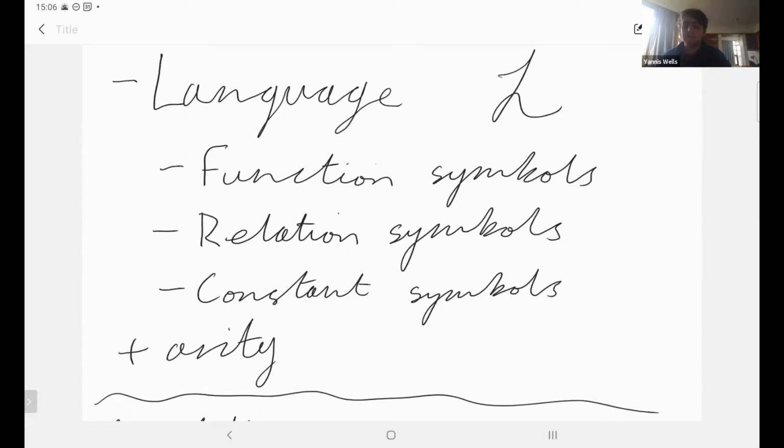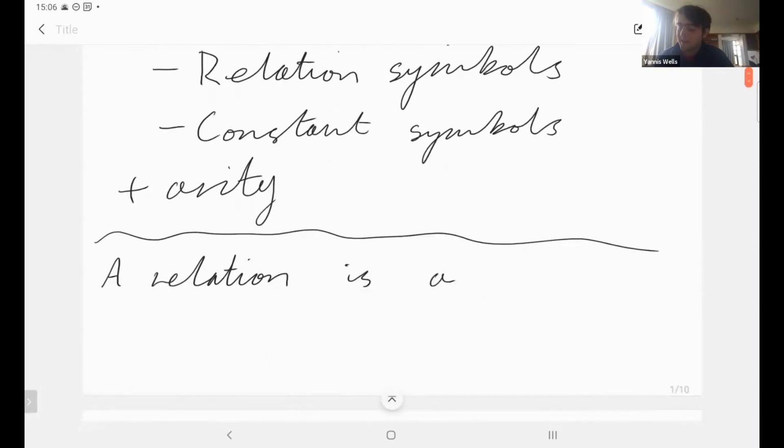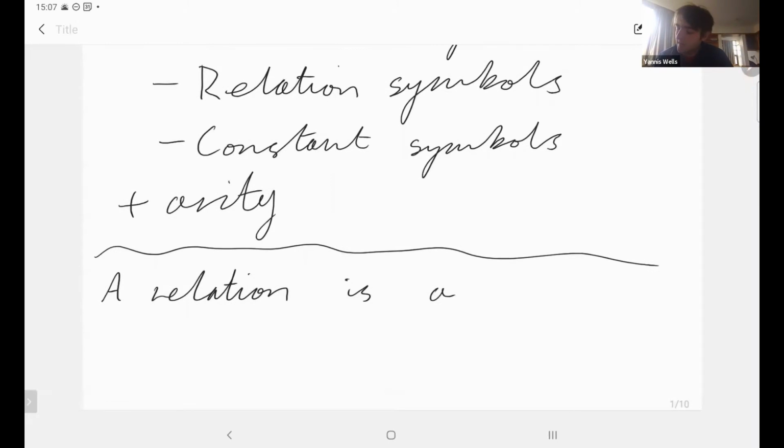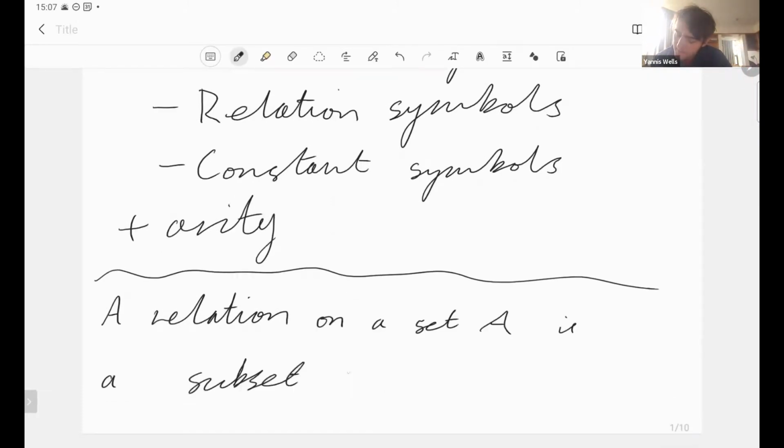A language will consist of function symbols, relation symbols, and constant symbols, along with an associated arity. This arity is essentially just how many inputs you have. So if you have a function symbol of arity 2, that's just a binary function like f of x comma y. Or if it's arity 1, that's just f of x. Constant symbols either you don't assign an arity or they have arity 0, because they just represent actual constants. And then a relation: you might have come across binary relations, but you might not necessarily have come across general relations. A relation on a set A is a subset of A to the n. And when we're talking about a relation symbol, the arity of the relation symbol will correspond to this n.